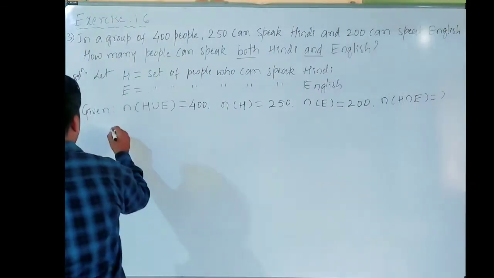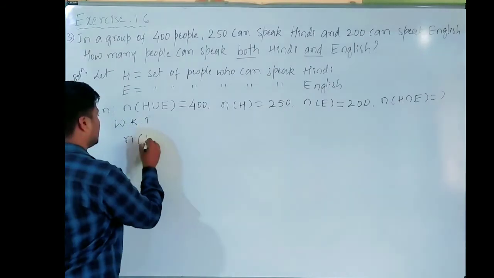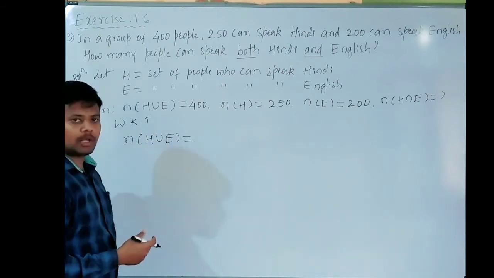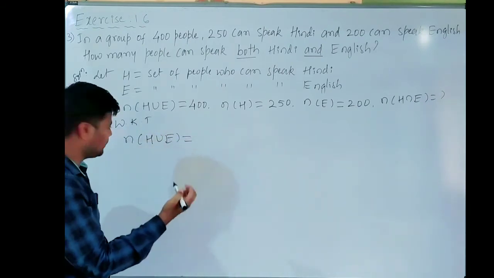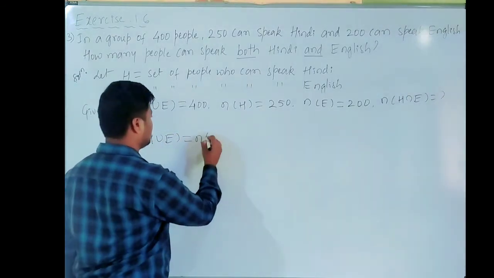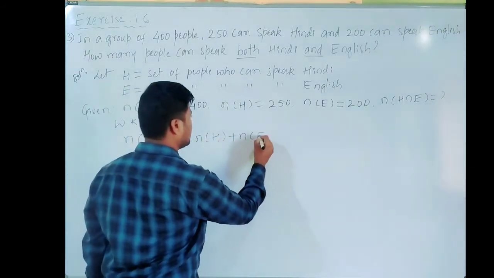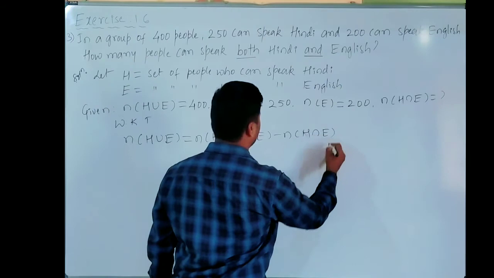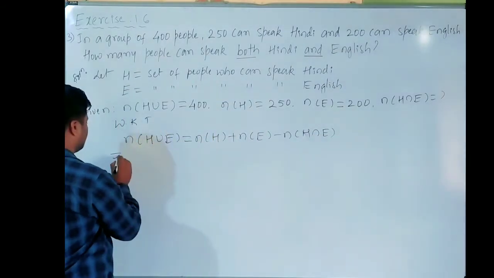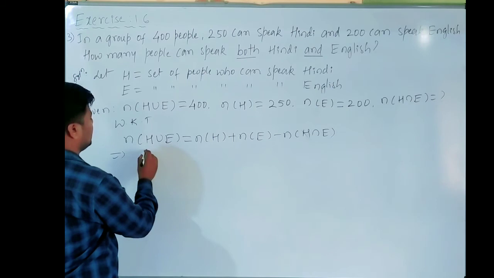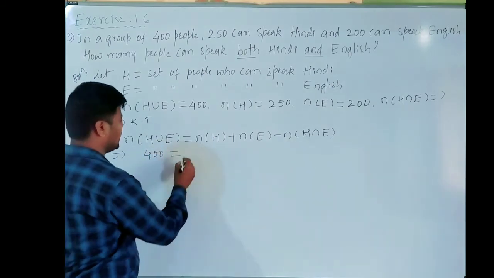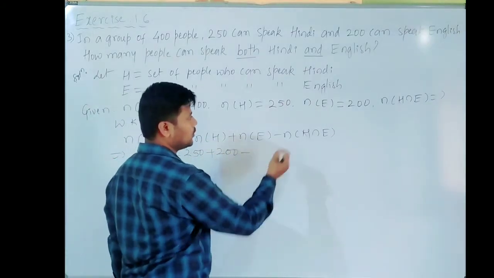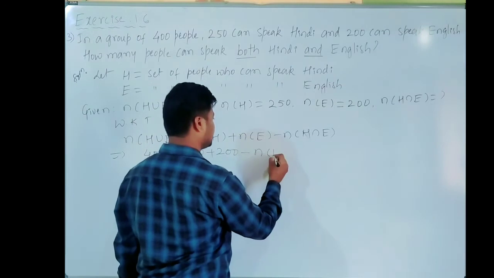Already we know the formula. n of H union E, so replace the previous formula x by H and y by E, same formula. n of H union E equals n of H plus n of E minus n of H intersection E. Substitute the values. n of H union E is 400. n of H is 250 plus n of E is 200 minus, we don't know this value, we have to find it. Keep as it is.